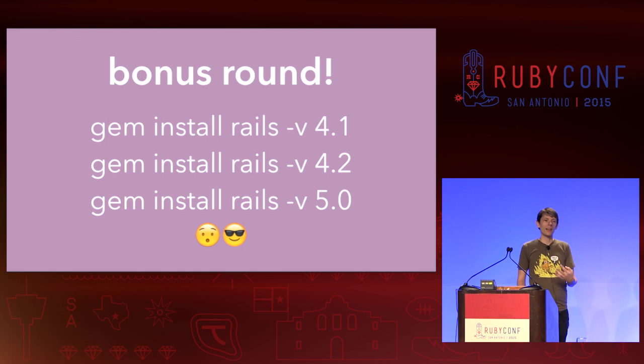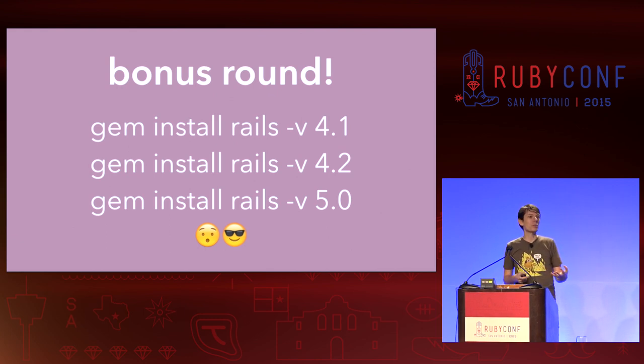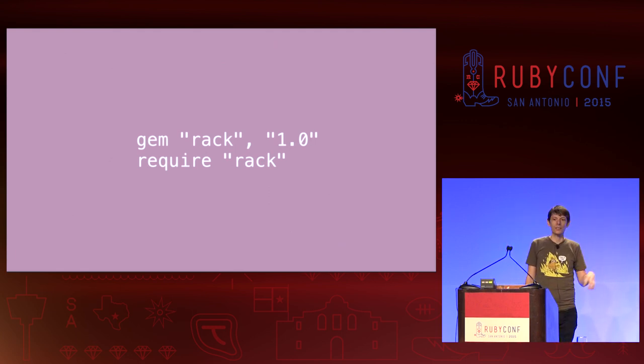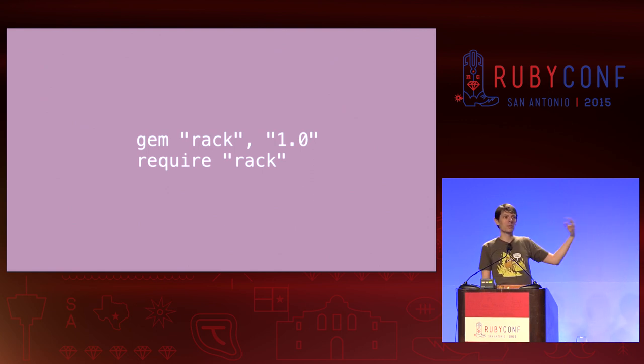RubyGems actually adds its own patches to the require method so that you can have multiple versions of a single gem installed at the same time. If no version of that gem has been added to the load path yet, RubyGems will add the newest version, but if you want to, you can explicitly say, no, no, I actually want this exact version. So you can call the gem method with a version, and RubyGems will put that version on the load path, and then when you call require, that's the version you'll get. It's pretty great.